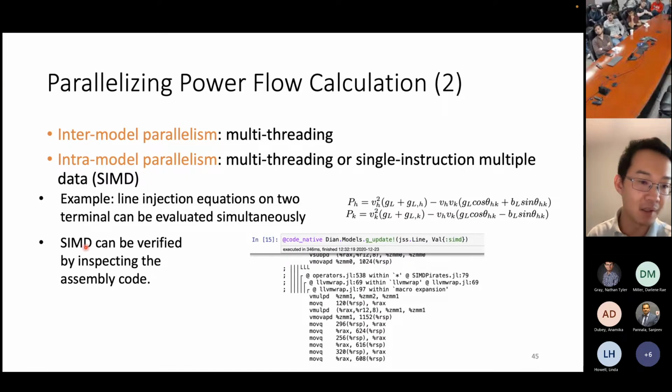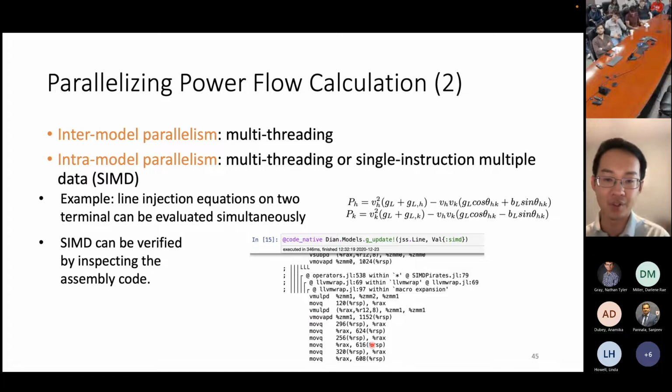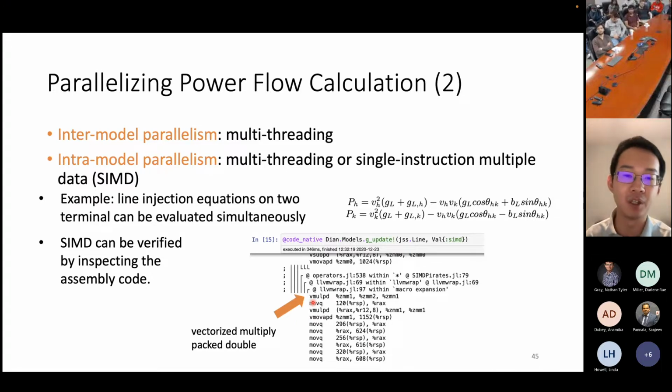So SIMD here can be verified by inspecting the assembly code generated from the Julia code. So here, this is the assembly code, and we can see the vmulpd, which means vectorized multiplication of packed double precision data. So if this is caught in the generated assembly code, this indicates that we have achieved SIMD.